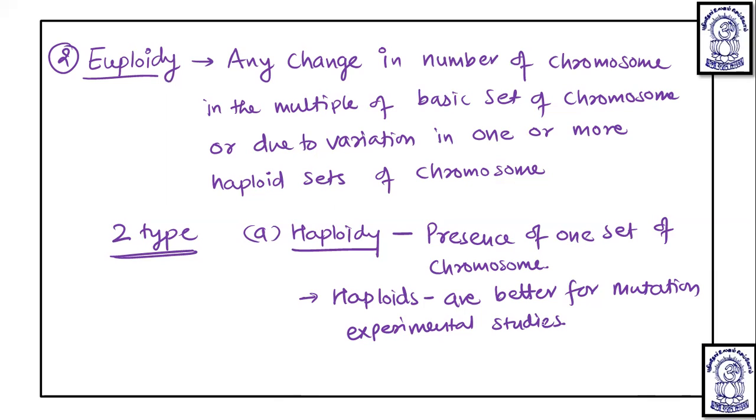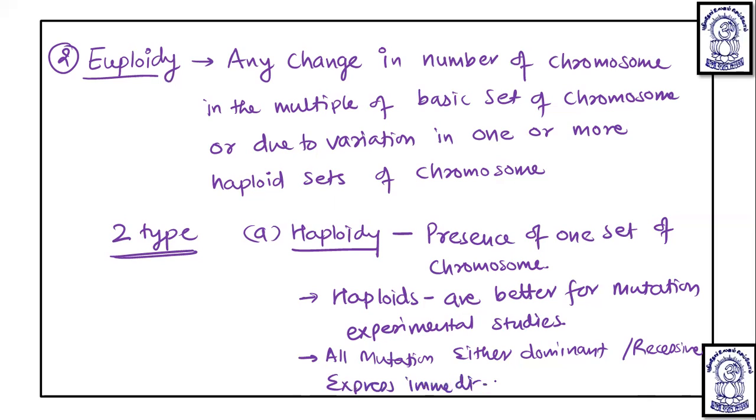So we can write: all mutations, either dominant or recessive, express immediately due to the presence of a single allele of each gene in each cell.